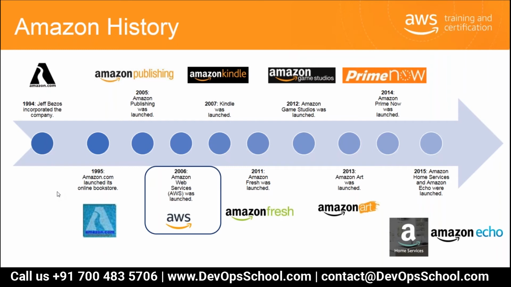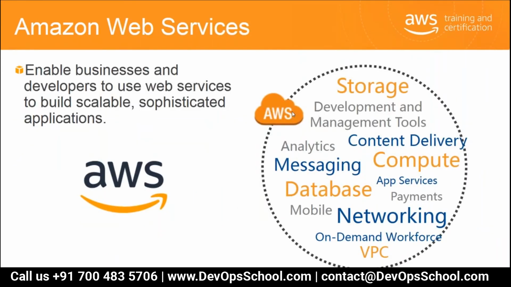So with that experience, they have built a huge expertise in managing infrastructure. Today AWS is one of the fastest growing multi-billion-dollar companies, and we know about that. Okay. So if you talk about what AWS is, AWS enables businesses and developers to use Amazon's web services to build scalable, sophisticated applications on the cloud. AWS will provide you services like storage, development and management tools, compute, content delivery, database, networking, etc. There is a huge amount of services on offer, and you pay only for what you use, as a pay per use sort of model. So that's the high level vision of what AWS is. It enables businesses to use their infrastructure.